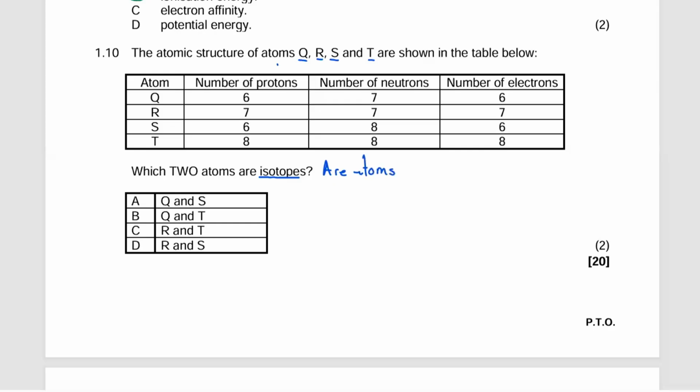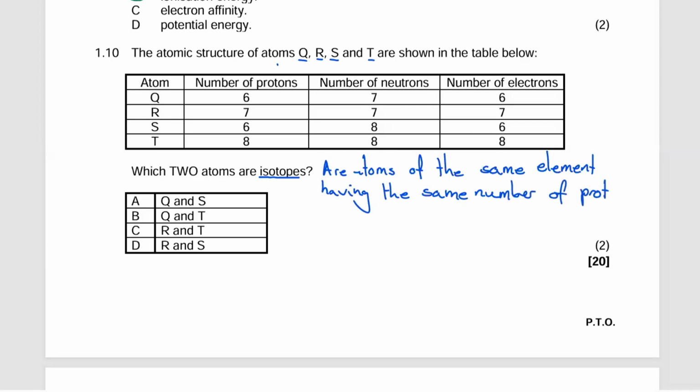Atoms of the same element, having the same number of protons but a different number of neutrons, like that. Neutrons.